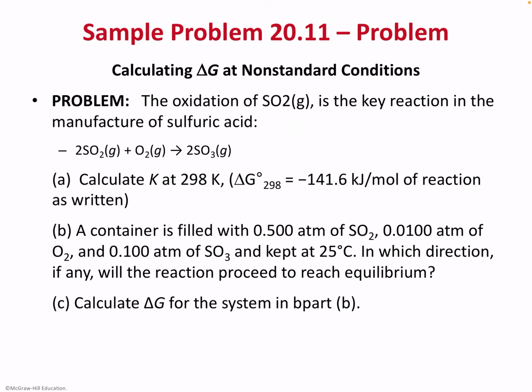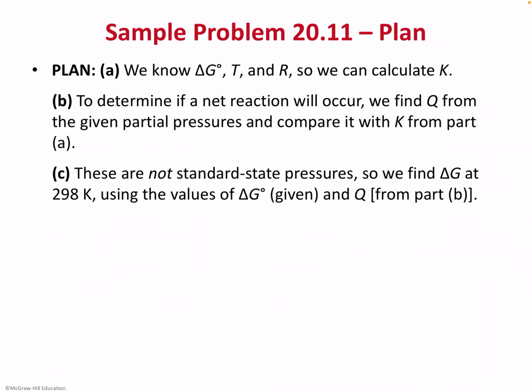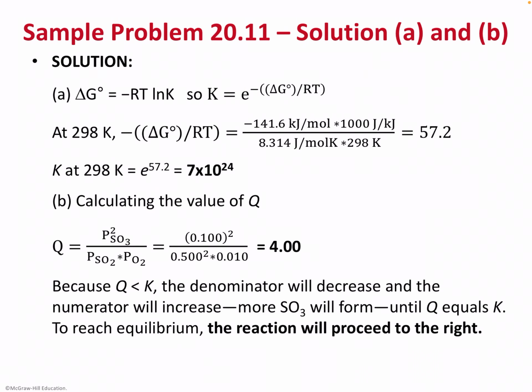And then part B: a container is filled with 0.5 atmosphere sulfur dioxide, 0.01 atmosphere of oxygen, 0.1 atm of sulfur trioxide. These three components are kept at 25 degrees. In which direction, if any, will the reaction proceed to reach the equilibrium? Now, since we are given these values, we can find the Q, the reaction quotient, products over reactants.